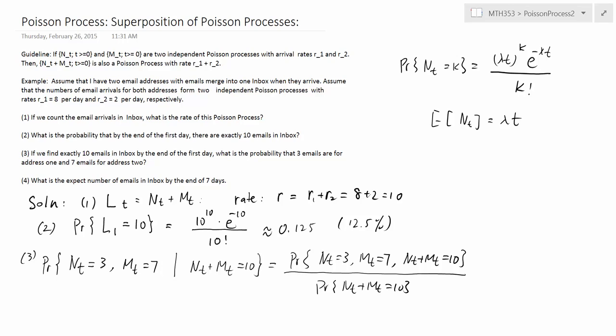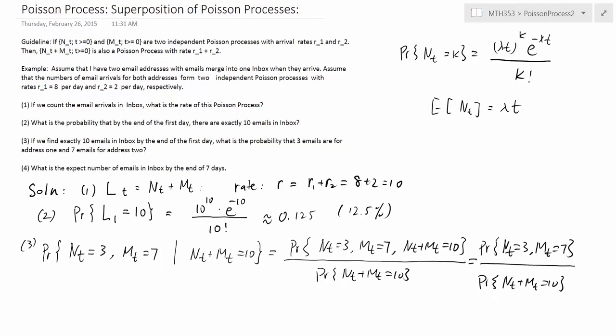But on the other hand, if we look at the intersection over here, if NT is 3, MT is 7, then NT plus MT is automatically 10. So really, if you look at this event over here, this is the same thing as the probability that NT is equal to 3 and MT is equal to 7. You can just throw away the last one because it's the same event. And then you have the probability that NT plus MT is equal to 10.